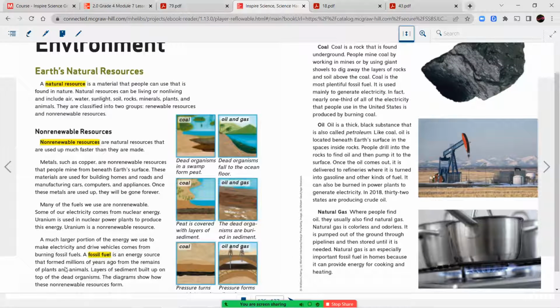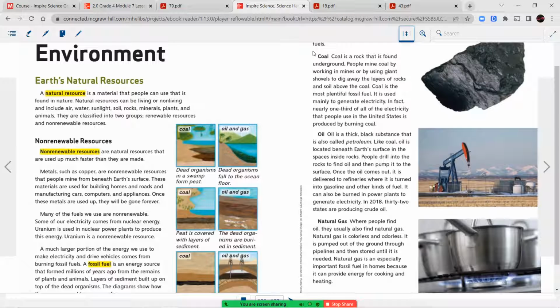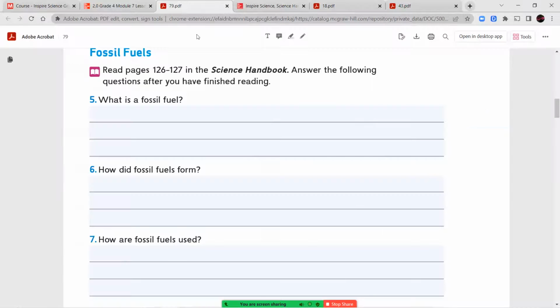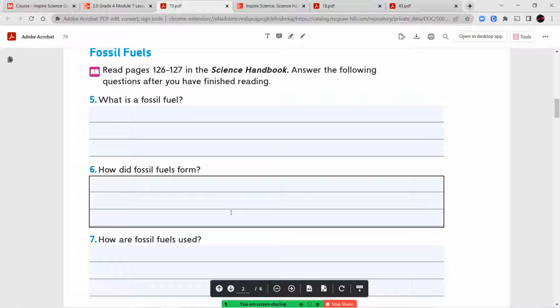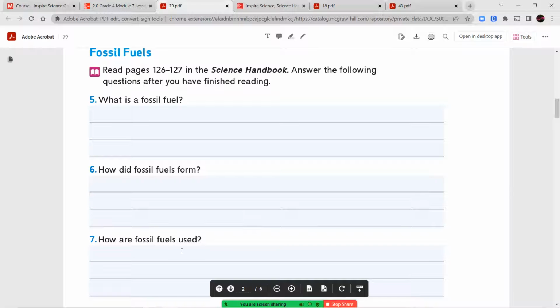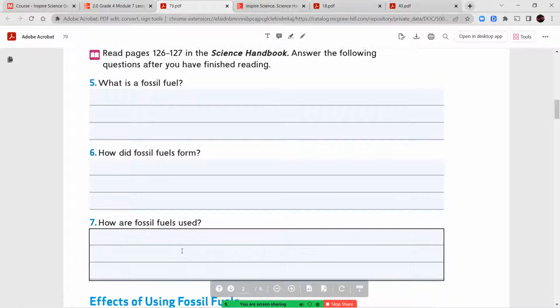So here we talked about what fossil fuels are. We read about how fossil fuels are formed, how coal and oil and gas are formed. And we read that these are the three main types of fossil fuels: coal, oil, and natural gas. So what is a fossil fuel? How did fossil fuels form, and how are fossil fuels used? All of these questions we just went through in our reading.